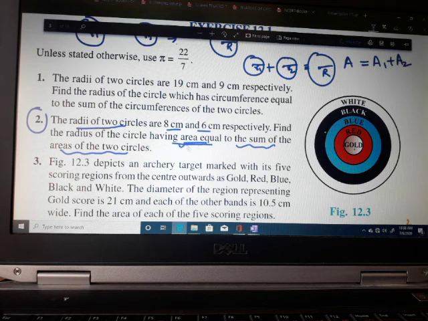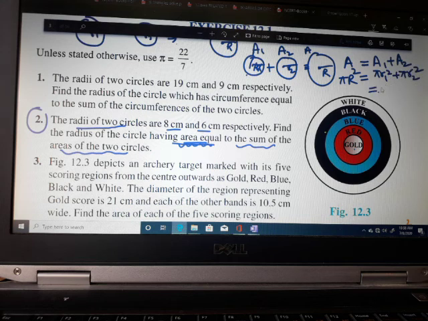That is the sum of the areas of the two circles, equal to capital A. Area of a circle is pi r square. Area of the first circle, with radius r1, is A1, this is A2, this is capital A. Area is pi r square. So this area is pi r1 square, plus pi r2 square.